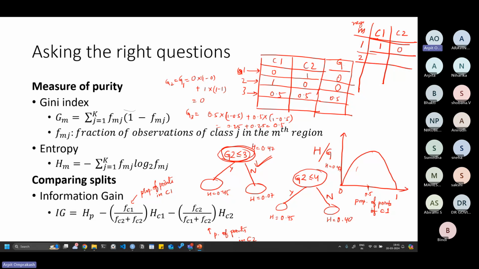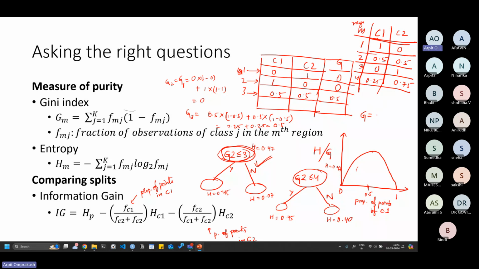In region 2, you have 0.5 proportion of each. In region 3, you have 0 of this and 1 of this. And in region 4, you have 0.25 and 0.75. And you are asked what is the Gini index of region 4. Right. So Gini index will be asked for a region.